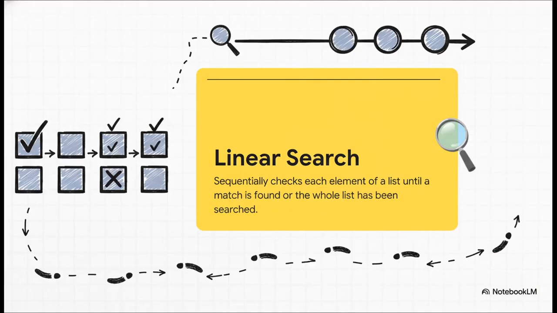The name really tells you everything you need to know, right? It's linear, a straight line. It's a really simple process. You just start at the beginning of the list, and you check every single item, one after the other, until you either find what you're looking for or you hit the end.